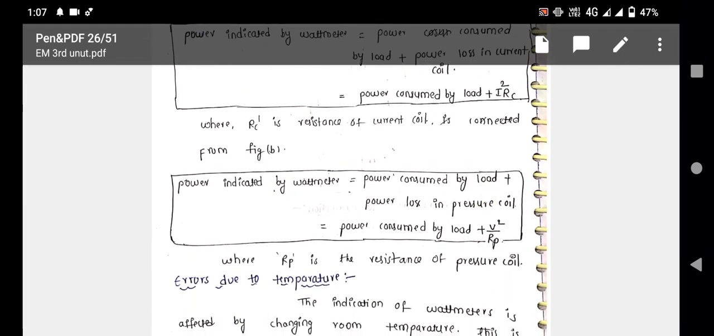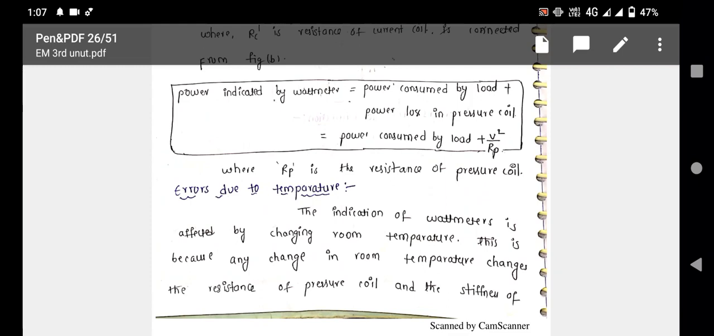Similarly, another is errors due to temperature. Temperature also introduces some error. Indication of the wattmeter is affected by change in temperature. This is because change in room temperature changes the resistance of the pressure coil.